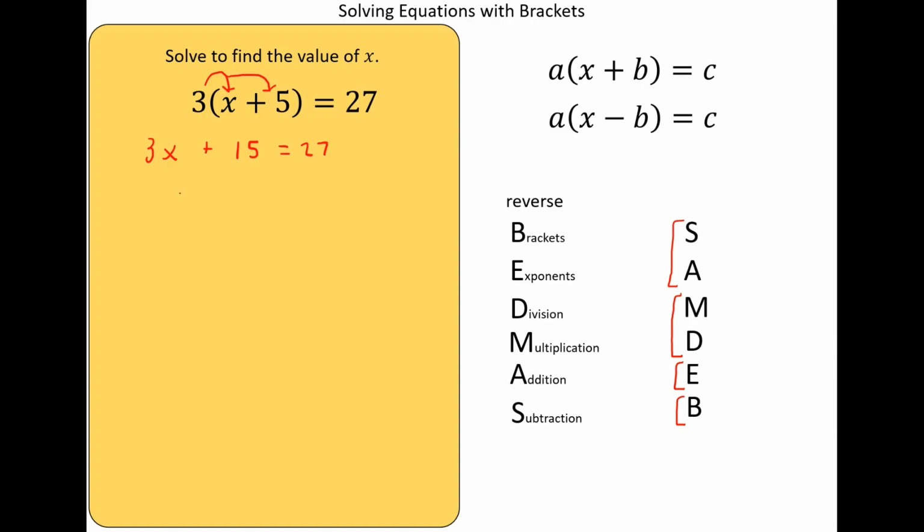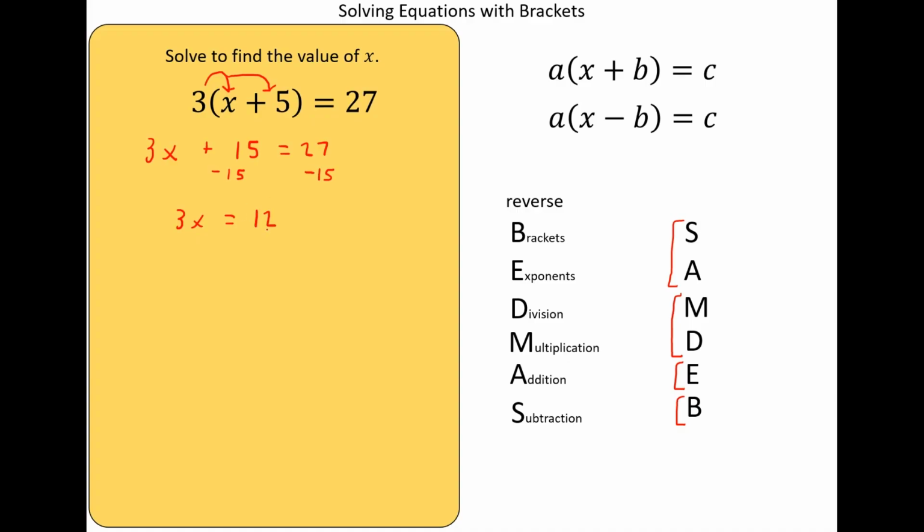Now what I have is just a two-step equation. So now let's just solve using reverse BEDMAS or SAMDEV. We want to undo subtraction or addition first because that's the first step in reverse BEDMAS or SAMDEV. In this case, I have plus 15, so the opposite of that is take away 15. So let's minus 15 from both sides. Now on the left side, I'm just going to have 3x left. On the right side, 27 minus 15 is just going to get me 12.